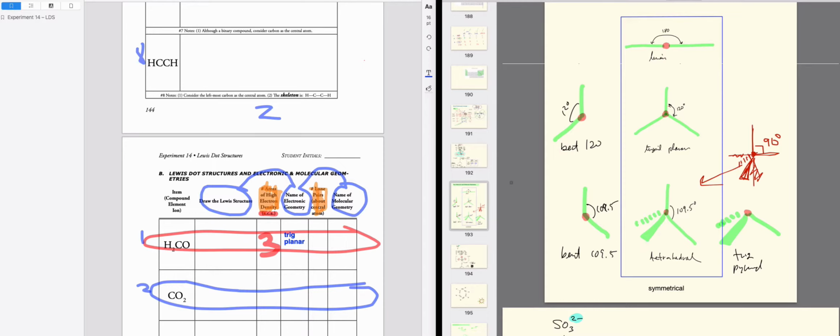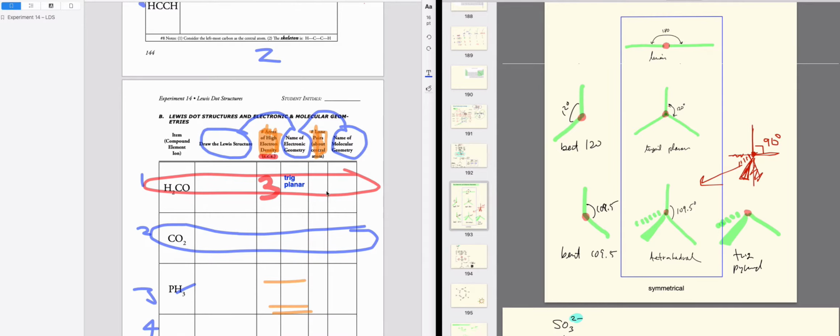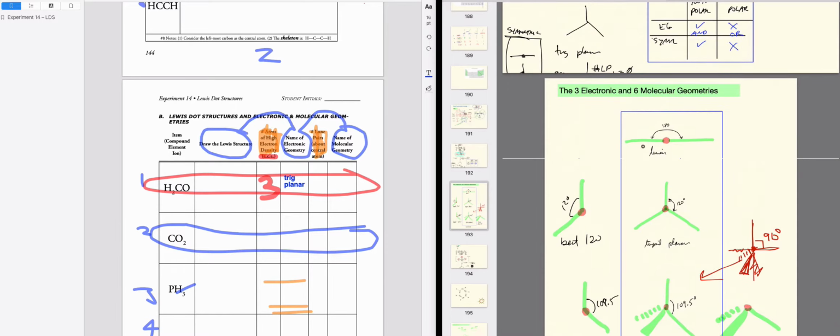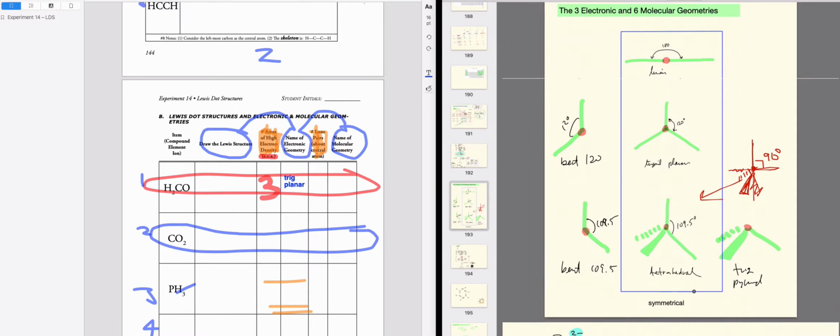So if this were a 4 here, you would write what? Tetrahedral. Okay. Any questions? And that's called electronic geometry. Of your electronic geometries, you've only got 3 flavors. Those are the only 3 possible electronic geometries. Now there's 6 molecular geometries. It could be one of these 3, or variations of those, which I'll explain.